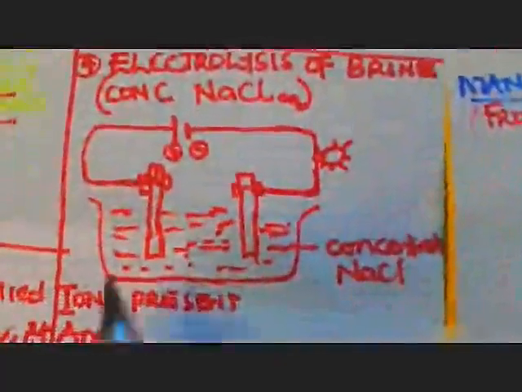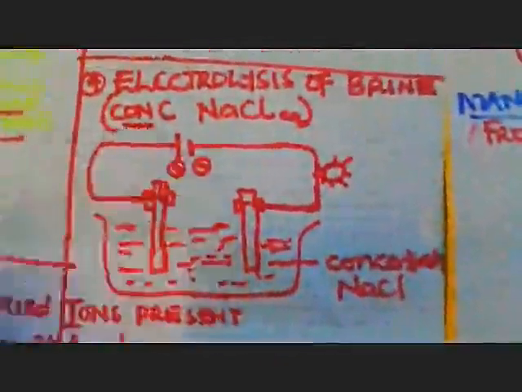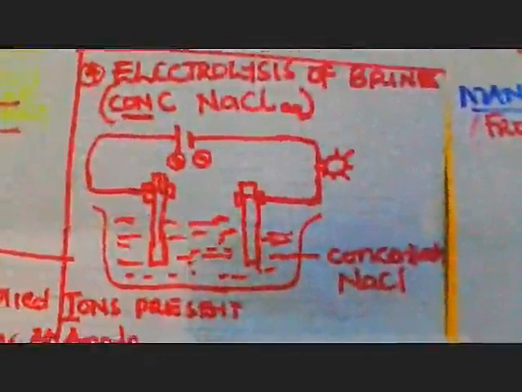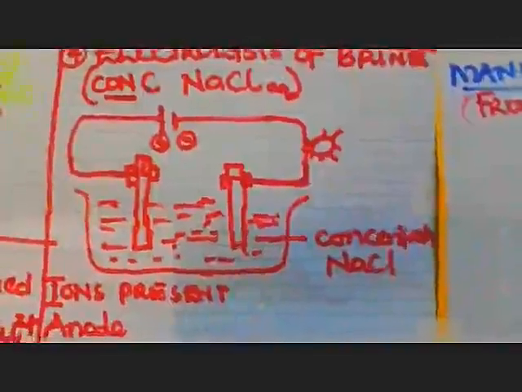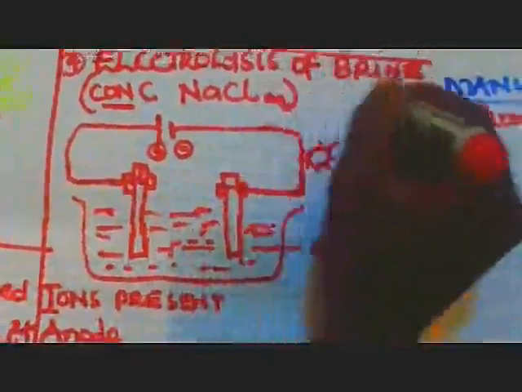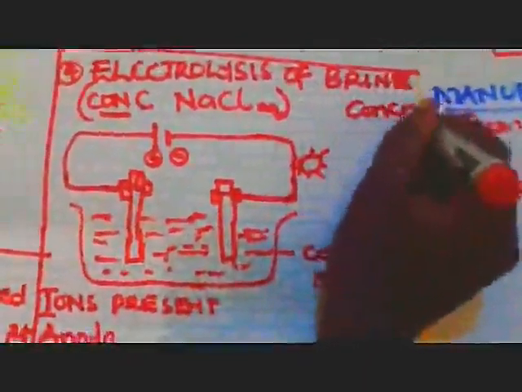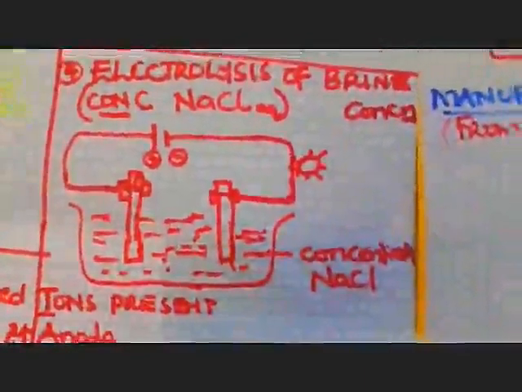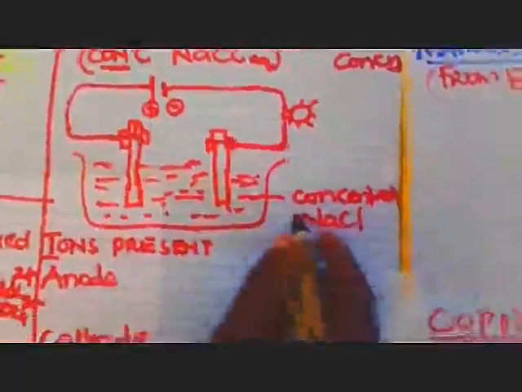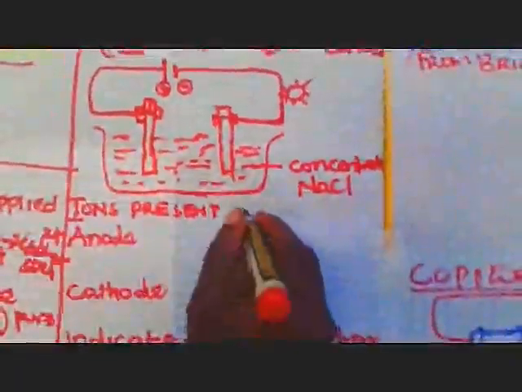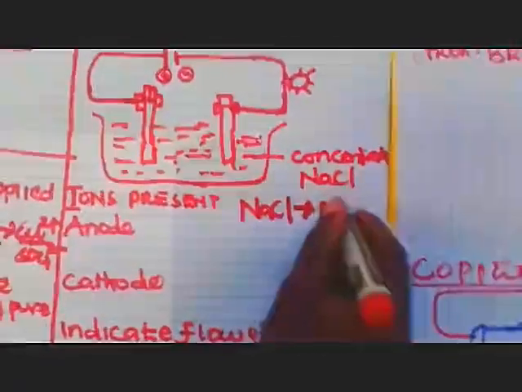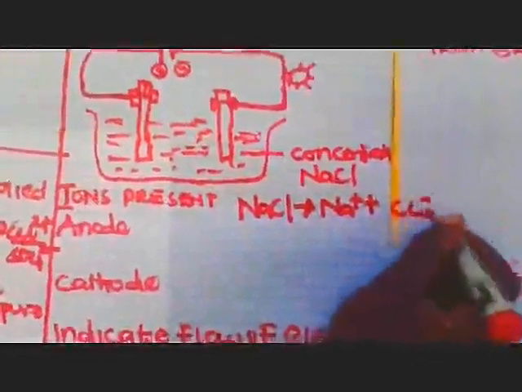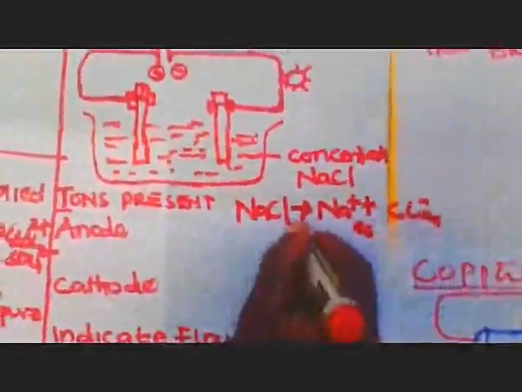Now let us move a step to what we call electrolysis of brine. Now this is concentrated sodium chloride. With concentrated sodium chloride, we are going to bring in the factor of concentration. How many ions are present? So now we have our sodium chloride as an electrolyte, and it is going to break down to form the sodium ions plus again the chloride ions. You can look at that like that.